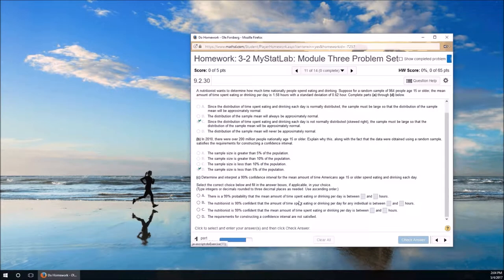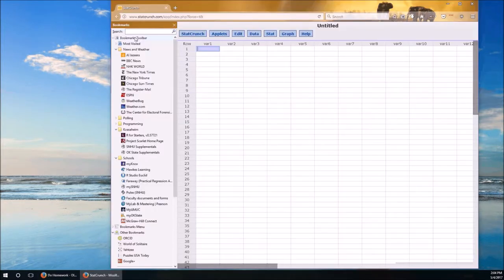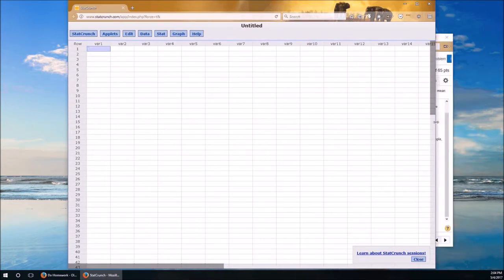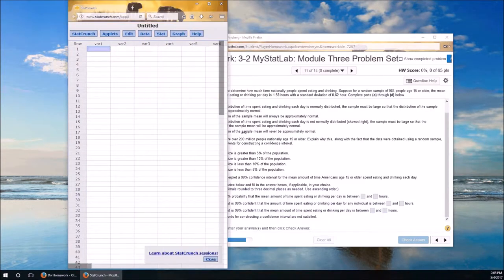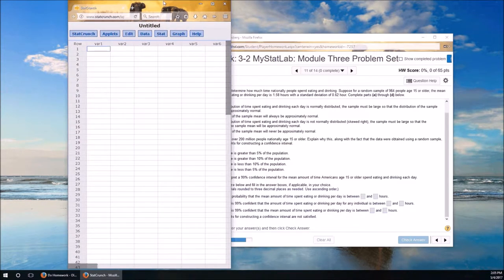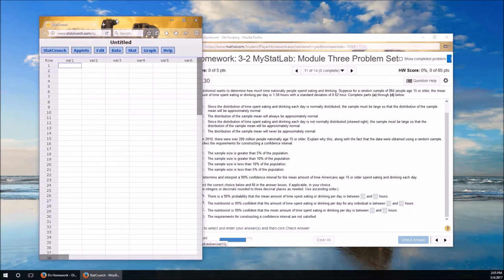Now we've got to calculate and interpret a confidence interval. So I'm going to go up to question help, pull up StatCrunch, and that should be kind of fun, and then open a new StatCrunch, and then boom, here it is. I don't need it that wide, so I'm going to make it narrower. Okay, so there's my StatCrunch.